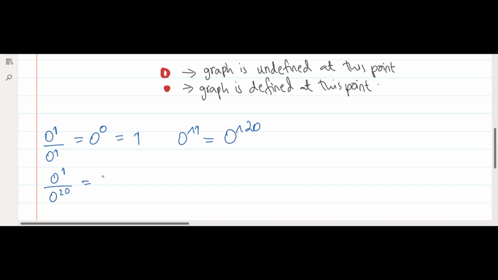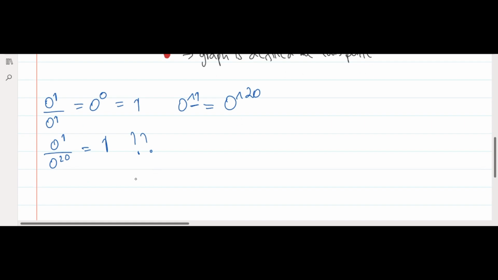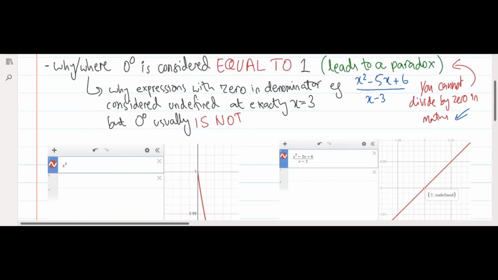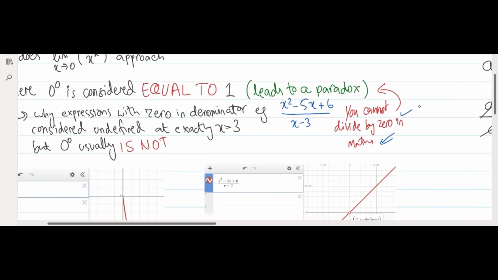So you can write 0 raised to the power 1 upon 0 raised to the power 20, which is going to be equal to 0 raised to the power minus 19. Hear me out. 0 raised to the power minus 19, which is going to be equal to 1. Like, what? Why is that? We are not getting the 0 raised to the power 0 expression here. So why is this happening? The paradox is saved by this mathematical law that you cannot deliberately divide by 0.